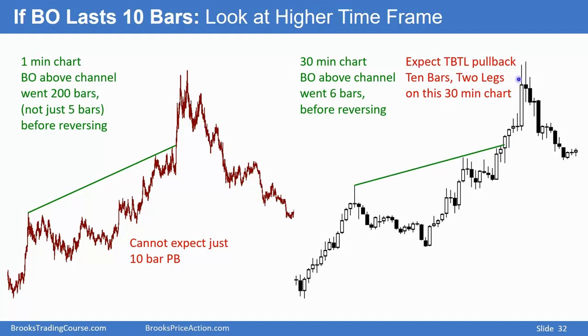And reversal down, in general, if you get a reversal, traders expect 10 bars, 2 legs. Here we have 1 leg. It's about 10 bars, but it's only 1 leg. So probably traders will sell the first rally, and there'll be a second leg sideways to down.